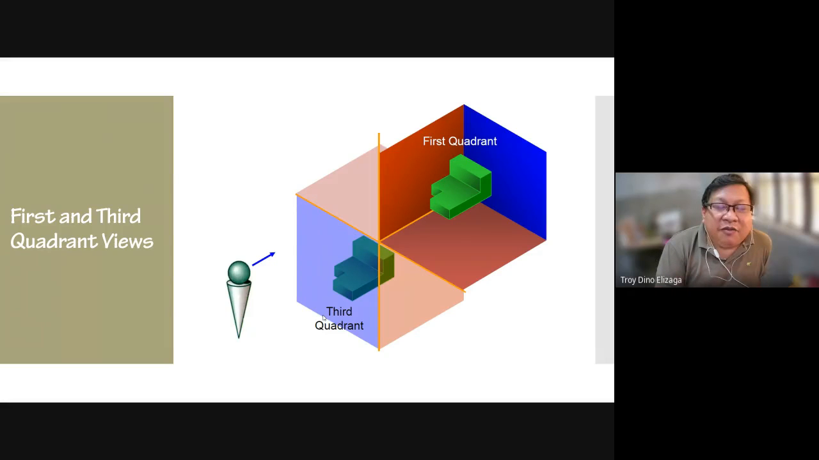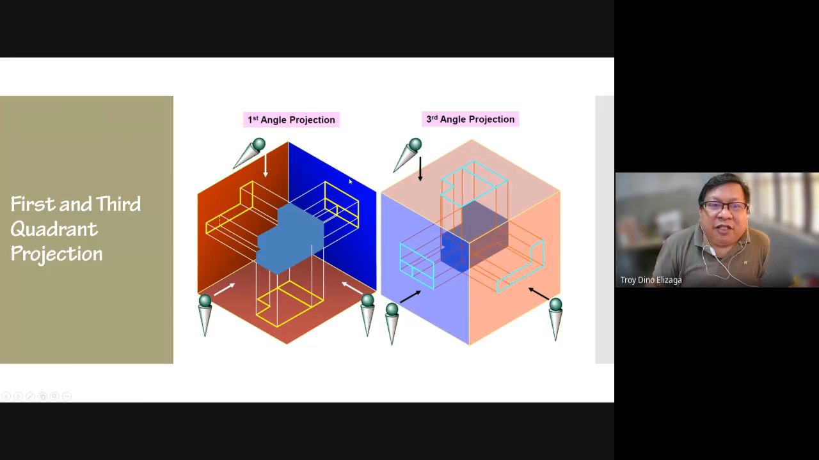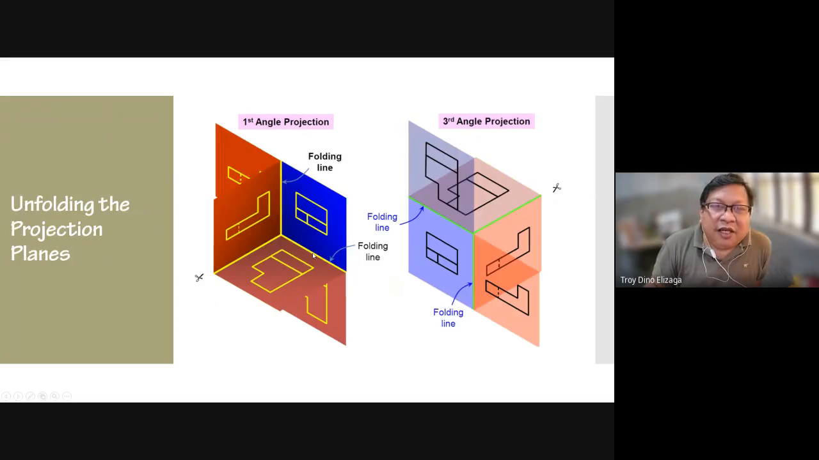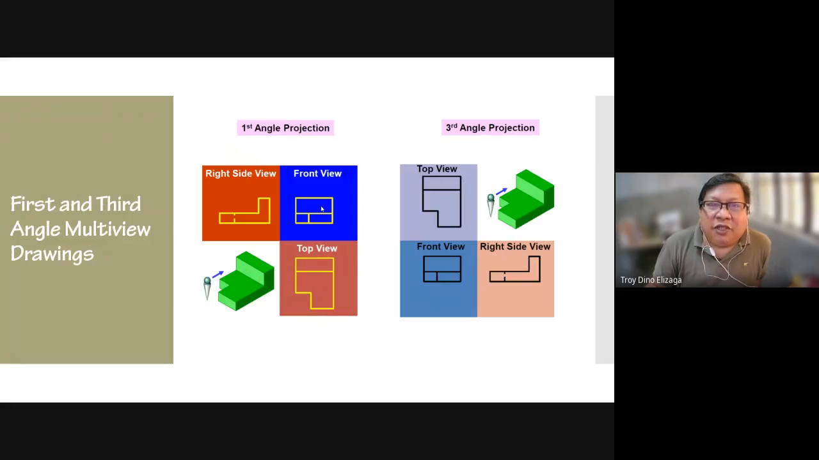So what happens is like this. We focus on the first quadrant and the third quadrant with the object inside. And then we separate the two quadrant boxes and put them side by side. So this is now our first quadrant box, the third quadrant box, and then we project the way we projected earlier, and then we unfold the boxes, so we come up with this drawing.